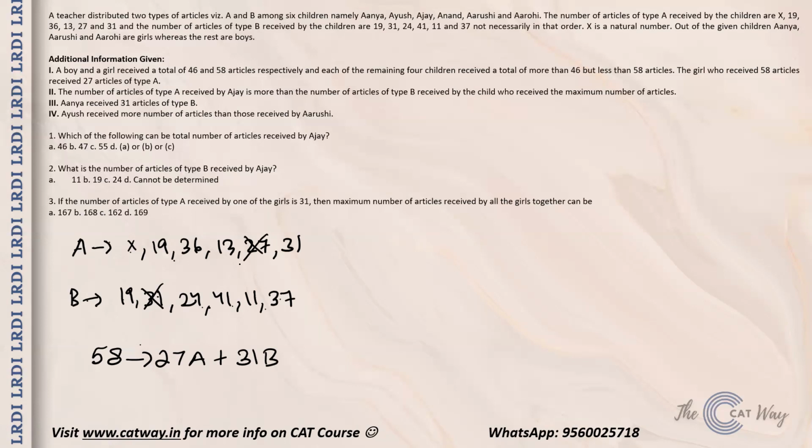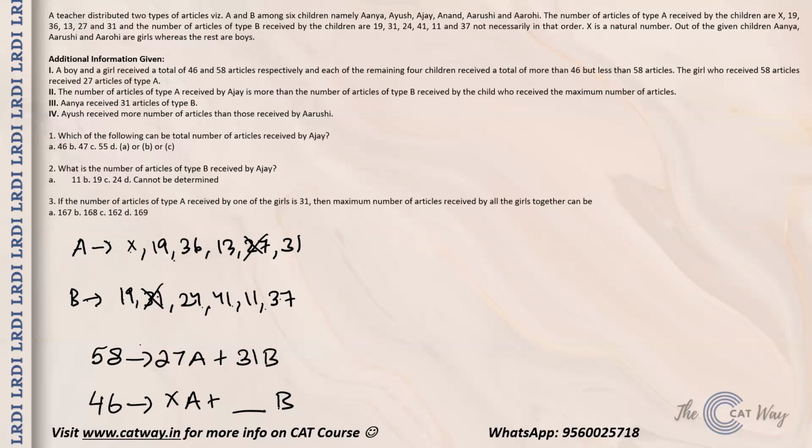Rest, you know that one boy has received 46 articles, including A and B. Let's say of A, if he got 19 articles, he needs another 27 articles from B, which is not happening because no person got 27 articles of type B. For 36, we need 10 articles of B, not possible. For 13, we need 33 articles of type B, which is also not possible. And for 31, we need 15 articles of type B, which is also not possible. That means the boy who got 46 articles got X of A articles and some articles of B. We do not know which one.